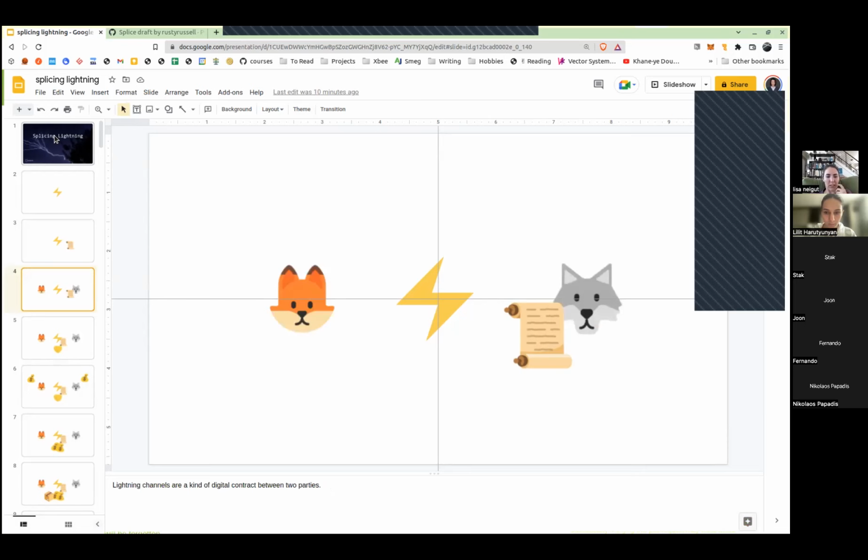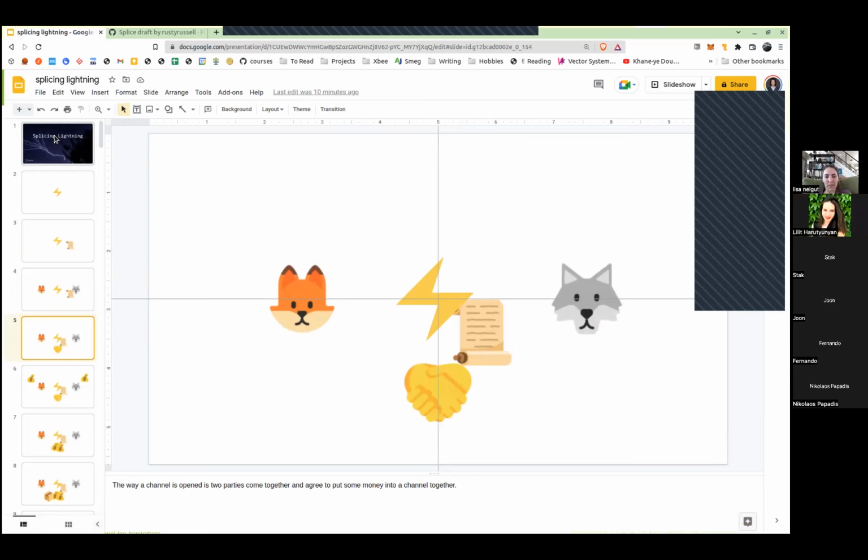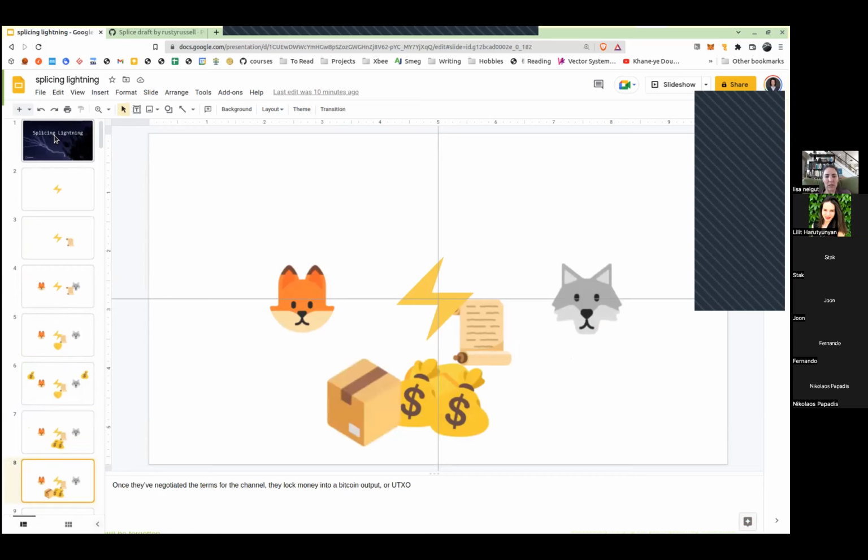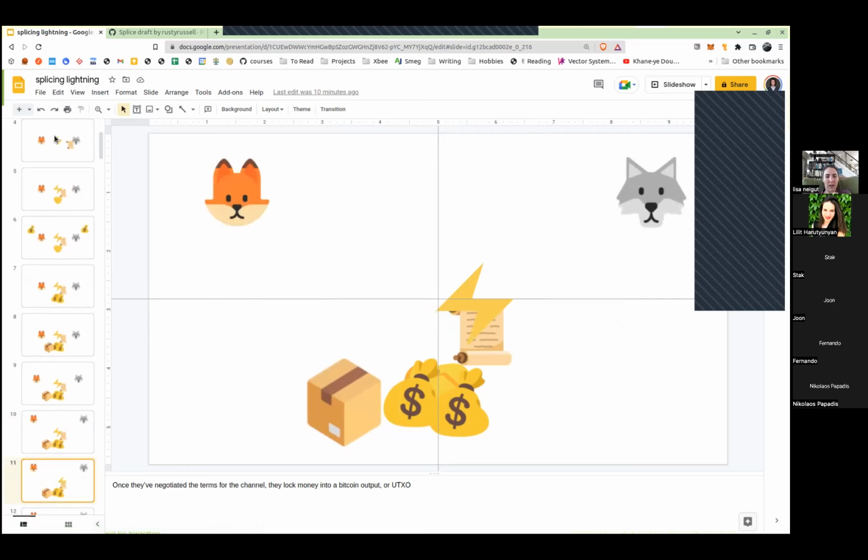A Lightning channel, again, is a contract between two parties. The way a channel is opened is that two parties come together and agree to put some money into a shared output on the chain together. They put their money together, and the way you express that in Bitcoin is you create an object. We call them UTXOs on the chain.